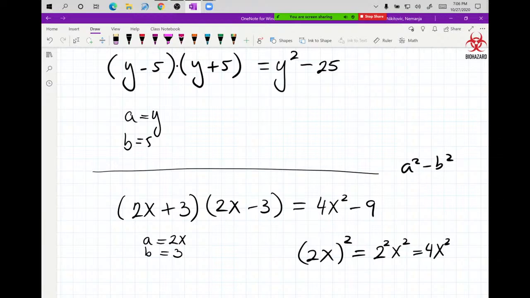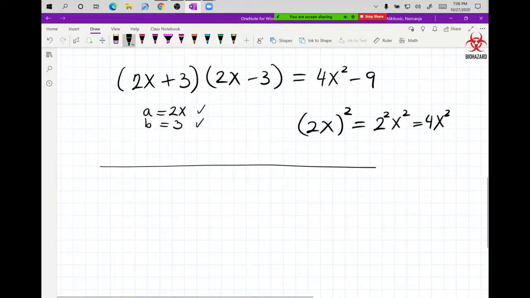So once I have determined that I have this situation of the special product, all I need to do is figure out what a and b are, and then just calculate a squared minus b squared, and we're done.